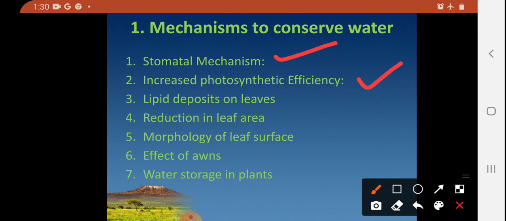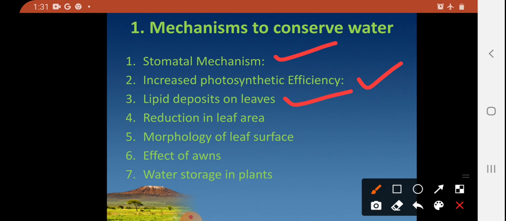Next mechanism is lipid deposit. Some plants reduce water loss by depositing lipids on their surface when they suffer under moisture stress condition. That means if a moisture stress situation is there, the plant can deposit lipids on the leaf surface just to reduce water loss and to conserve water present in the plant body for the functioning of different activities. What are the examples? We can mention two examples here, which I have already mentioned on the previous slide. Examples are sorghum and soybean.